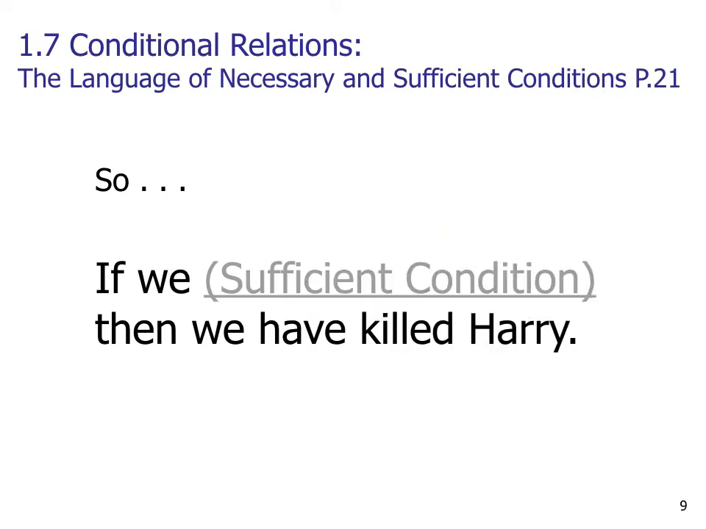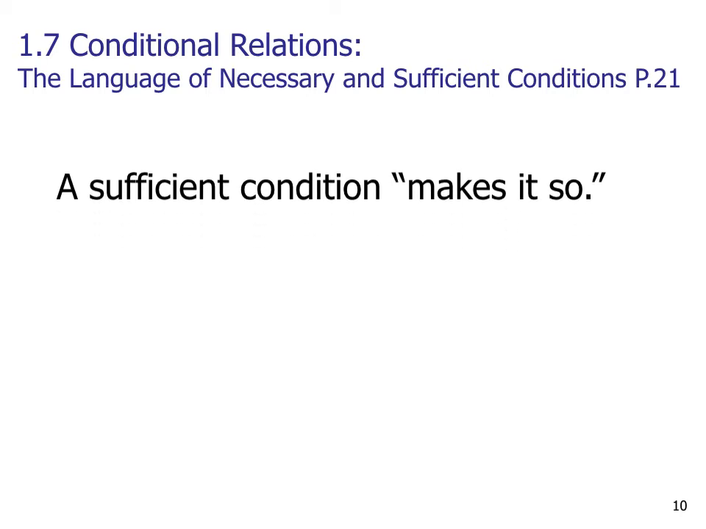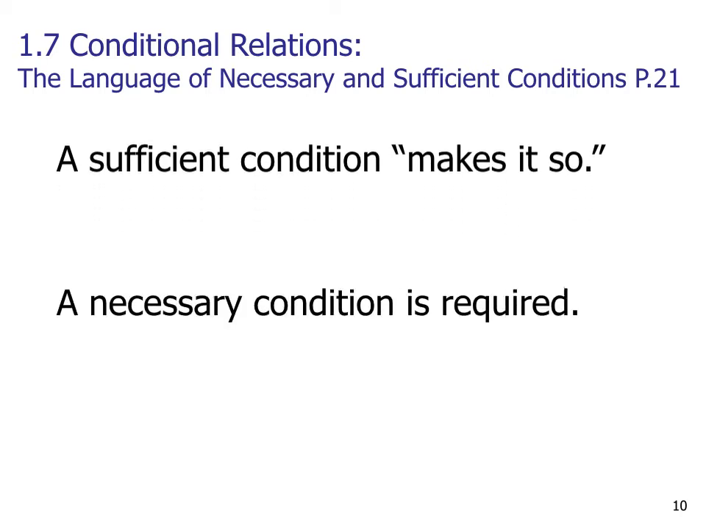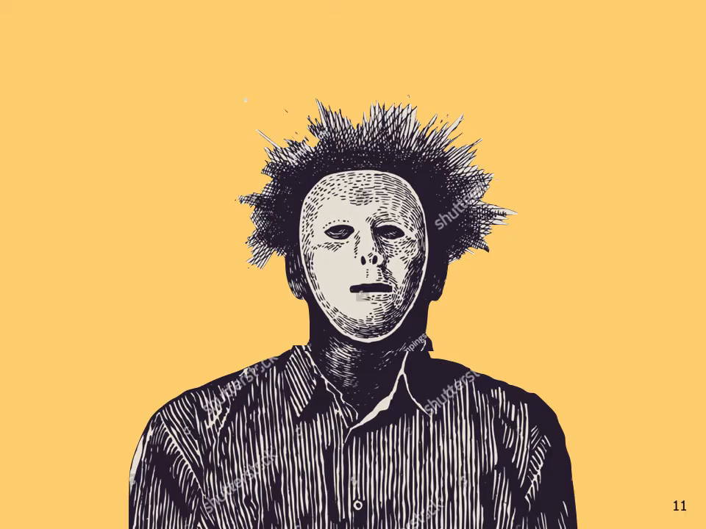So what is it that we do? What is it that would be sufficient? What would make it so that we have killed Harry? Remember, a sufficient condition makes it so. A necessary condition is just something that's required. And we want to know what is sufficient for killing Harry.